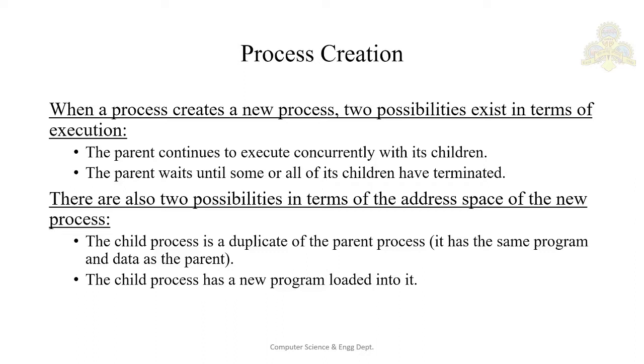A process may create several new processes via a create process system call during its execution. The creating process is called the parent, and the new process that is created is called the child. If a process creates multiple new processes, then a parent has multiple children. Each of these new processes may in turn create other processes, forming a tree of processes.